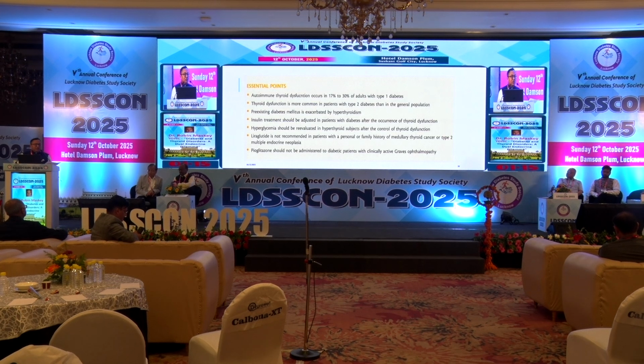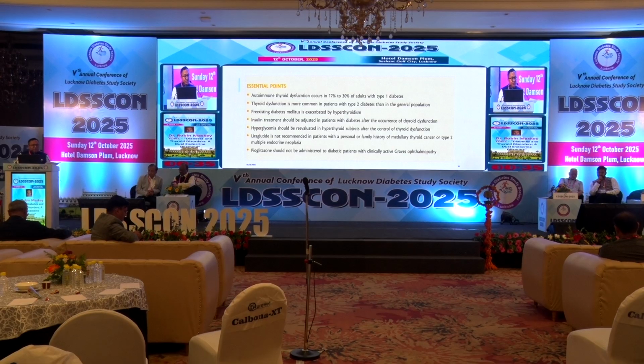At the end, I want to close with some essential take-home messages of today's diabetes and thyroid talks. Autoimmune thyroid dysfunction is more common, around 30 to 70 percent, in patients with type 1 diabetes. Thyroid dysfunction is also more common in patients with type 2 diabetes than in the general population. If a patient has pre-existing diabetes mellitus with uncontrolled blood sugar or uncontrolled lipid levels, we have to screen for thyroid dysfunction. They may have hypothyroidism that might be precipitating the dyslipidemia.